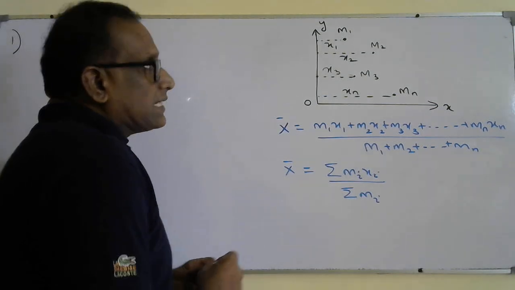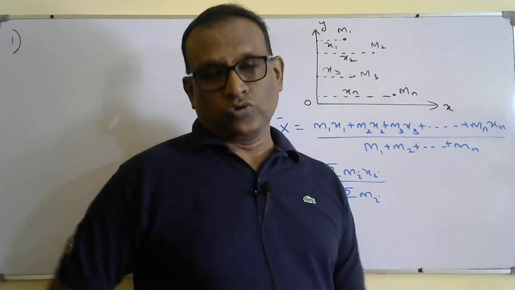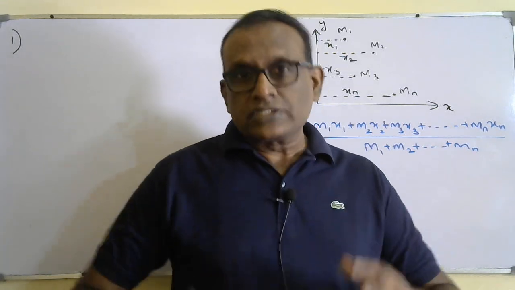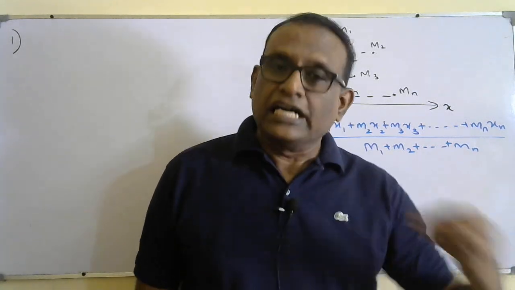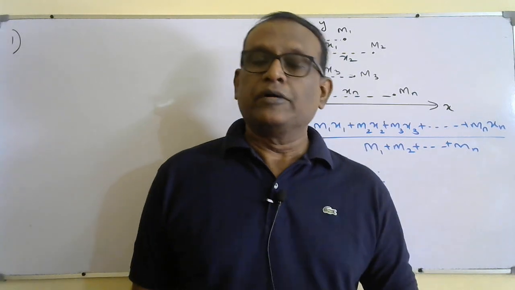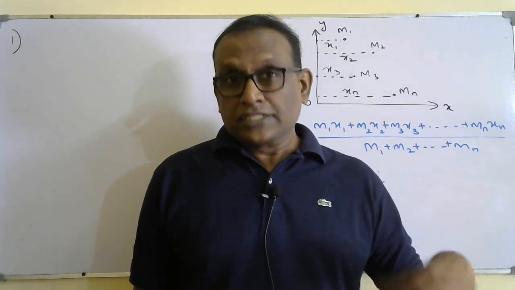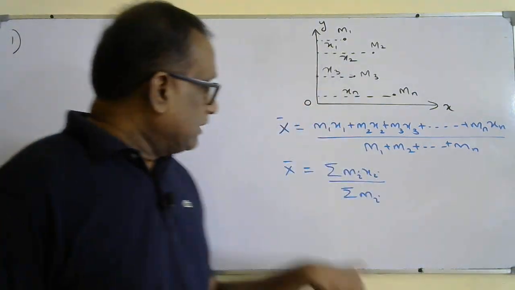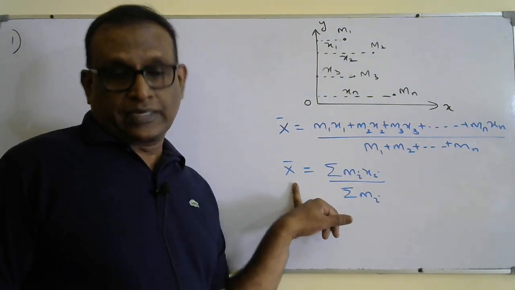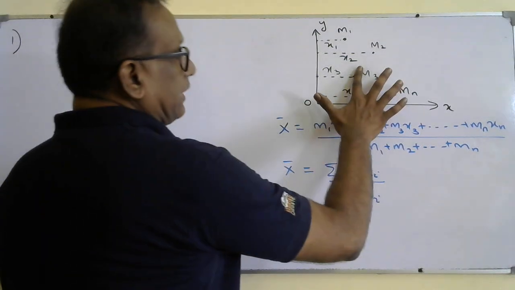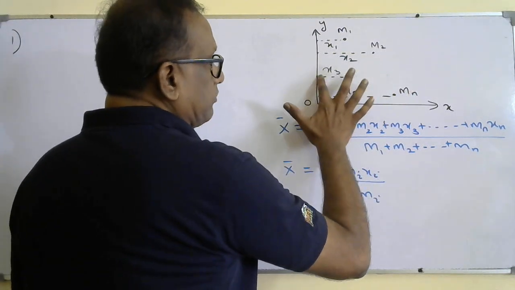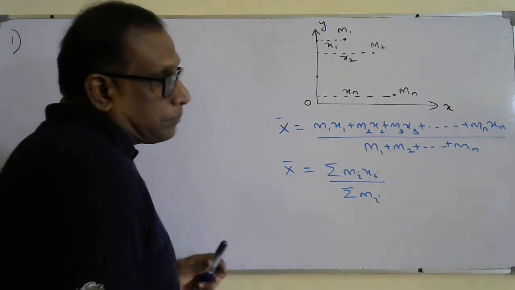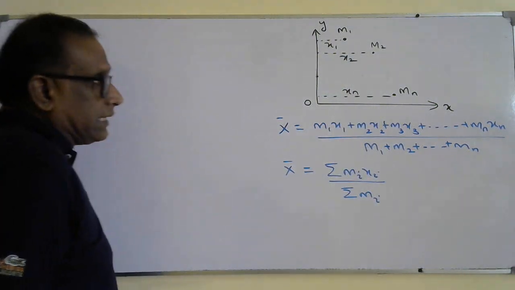Now, from this system of particles, a particle is removed. What will be the new center of mass of the remaining particles after removing a particle? We can give it in terms of the earlier center of mass. For example, now m3 is removed. So when m3 is removed, the remaining particles are m1, m2, m4, up to mn.